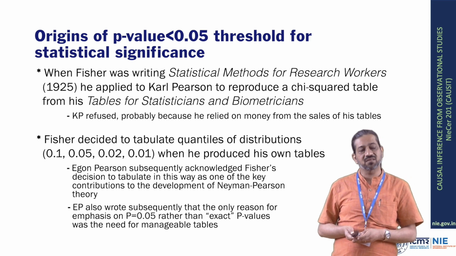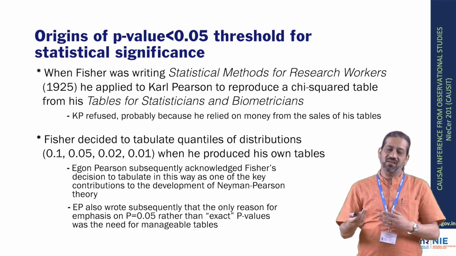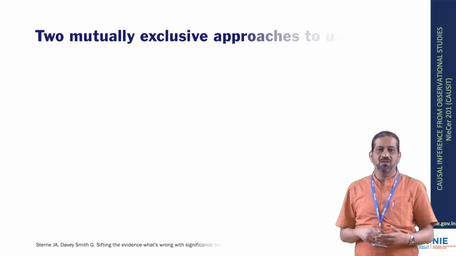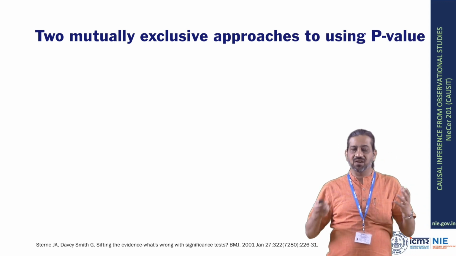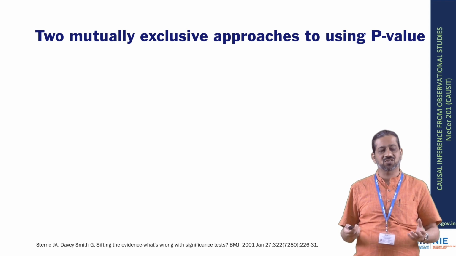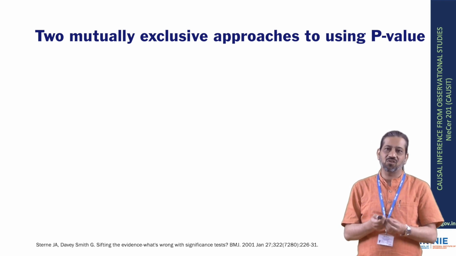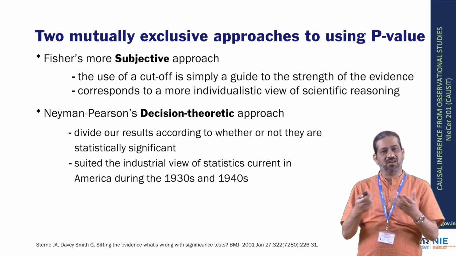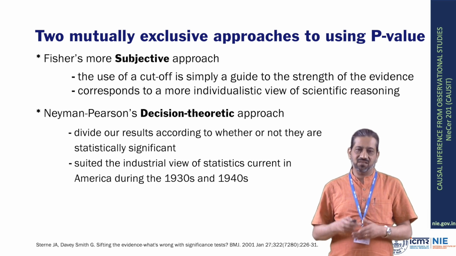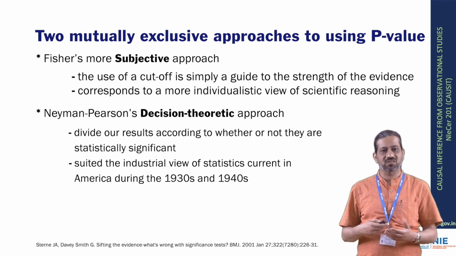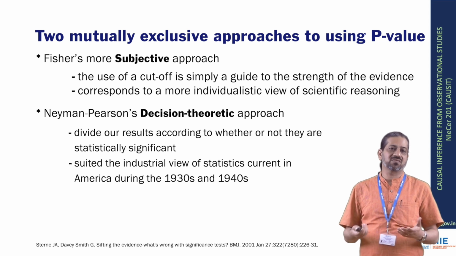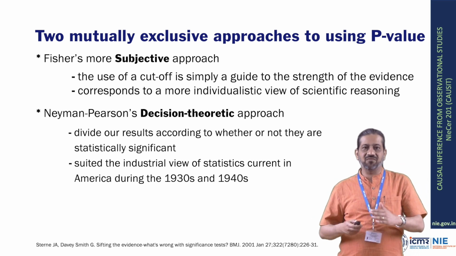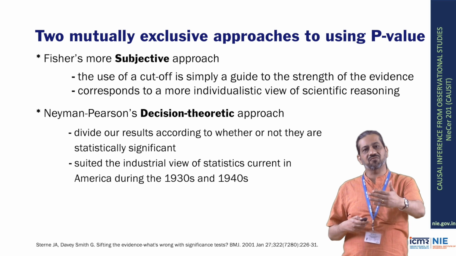So Neyman-Pearson actually used this cutoff of 0.05 to make that decision of whether something was in line with the null hypothesis or against the null hypothesis. So here we see that over time, there were actually two mutually exclusive approaches to using the same parameter called the p-value. Fisher had a more subjective approach where he suggested using the cutoff as a guide to understand the strength of the evidence against or for the null hypothesis, whereas Neyman-Pearson had a decision theoretic approach where they made a cutoff between a level where we could decide whether this was statistically significant or not.